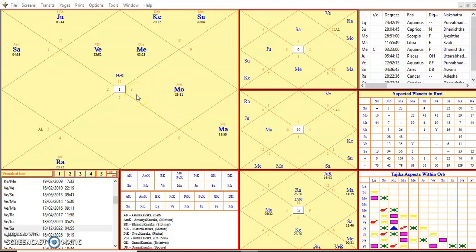Now I'm going to explain how to read a birth chart. As you can see here, this is the birth chart. This is the North Indian style birth chart.